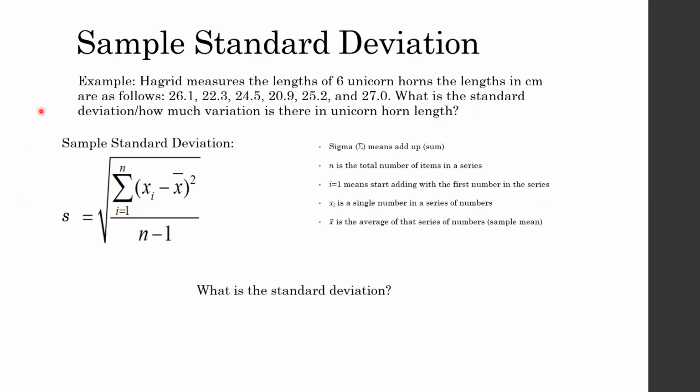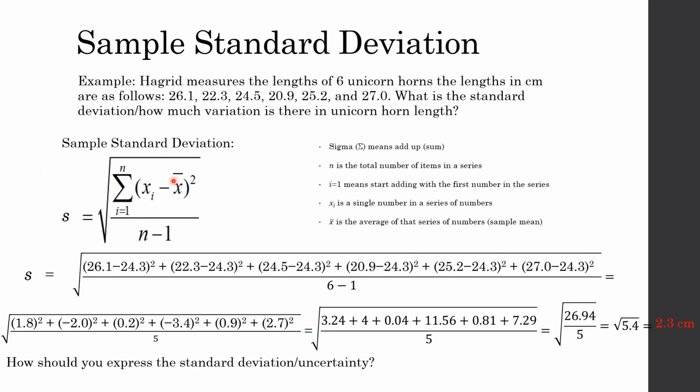So an example would be Hagrid measures the lengths of 6 unicorn horns. The lengths in centimeters are as follows, so same numbers we had before. What is the standard deviation, how much variation is there in unicorn horn length? Okay, so we're going to calculate what is the standard deviation. So the first thing that we're going to do is figure out what we have to the right of our sigma, and we're going to add those quantities together. So as I mentioned, we're going to take each number in our series and subtract the average, and then we're going to square that difference.